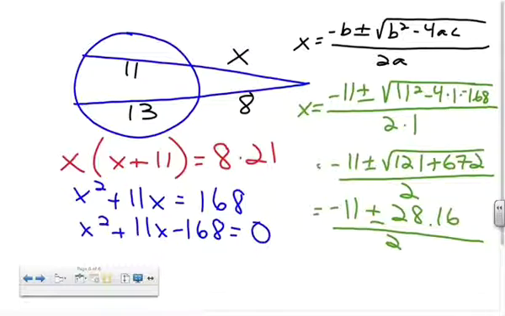Say that again, I'm sorry? It's just calculator. What I'm wanting you to realize, ladies and gentlemen, is that one of those values is negative. Why is that a big deal? No, we're not seeing it. Where did this problem come from? Look at the... Exactly. We don't want x being a negative value because we can't have a negative length for a segment. So the only one that I'm interested in is the negative 11 plus 28.16.